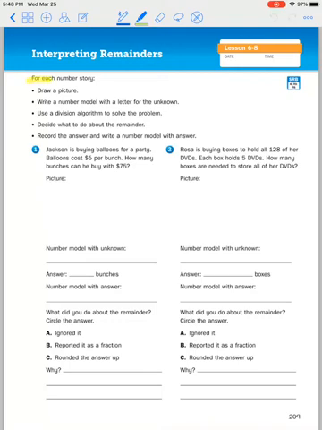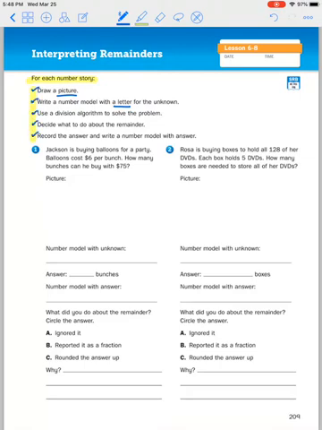For each number story, this is what you need to do. You need to do all of these things. You need to draw a picture, write a number model with a letter for the unknown, use a division algorithm to solve the problem, which I will explain, and then decide what to do about the remainder. Record the answer and write the number model with the answer. So you need to do all of these things for each problem.